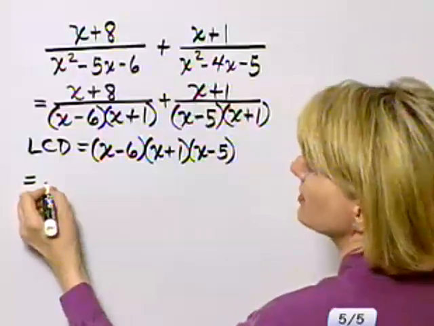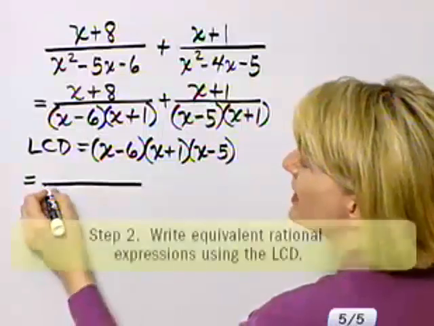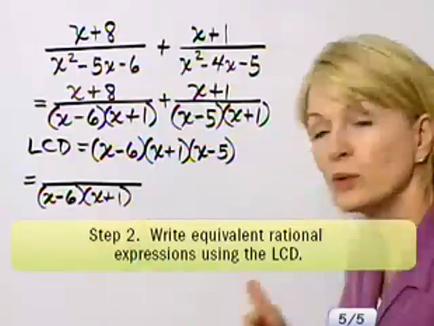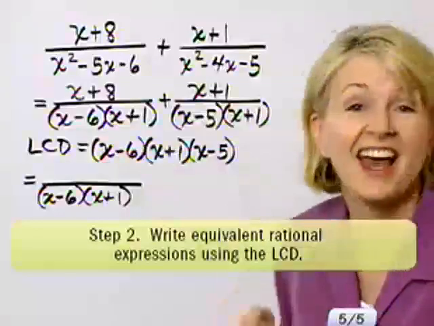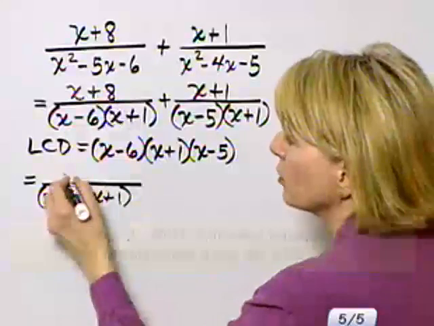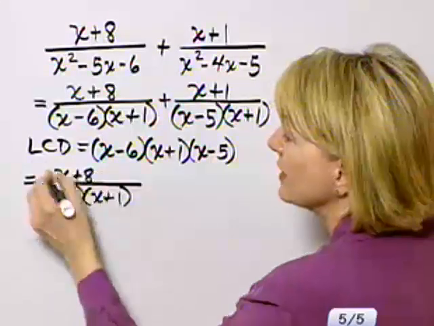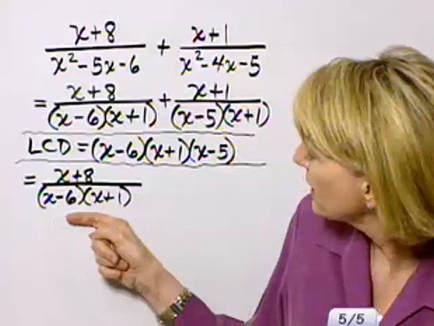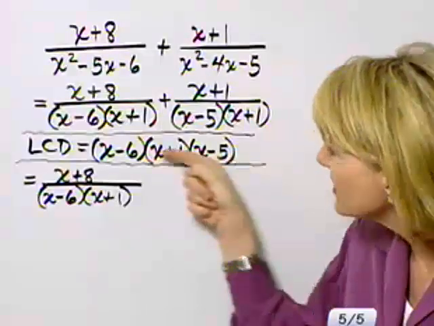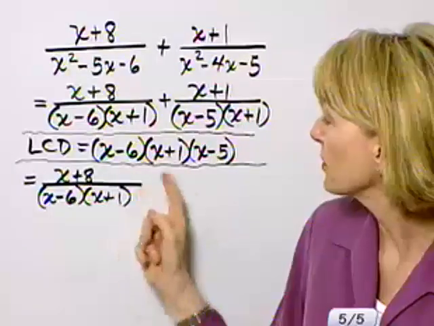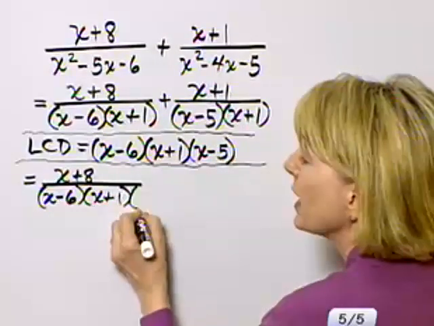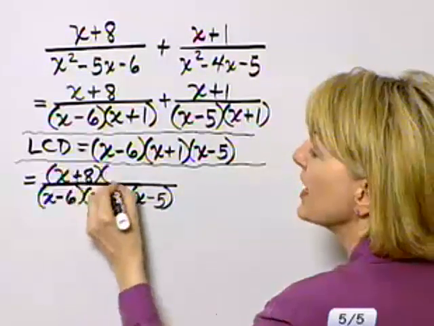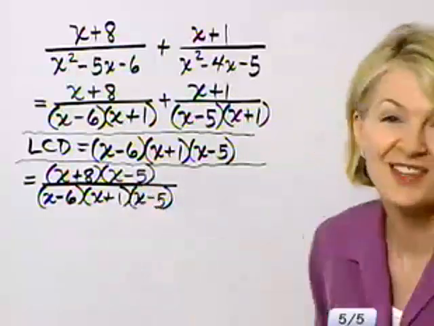We work it just as the other ones. I'm going to now write each rational expression as an equivalent rational expression, but with this as the denominator each time. So I have x plus 8 in the numerator right now. What do I multiply this denominator by in order to have this denominator? Well, I already have this factor, I already have this factor, so I multiply the denominator by x minus 5.